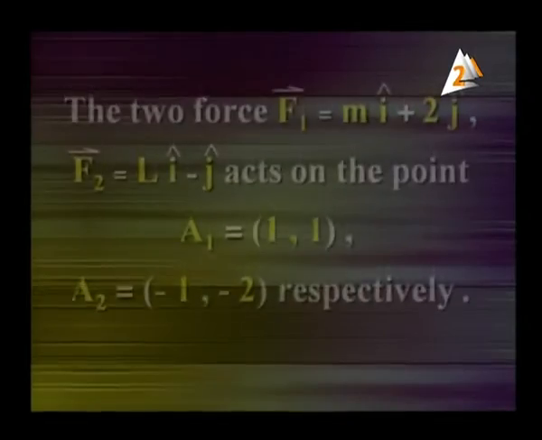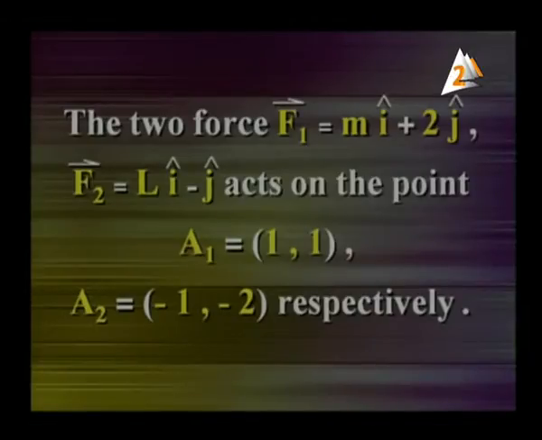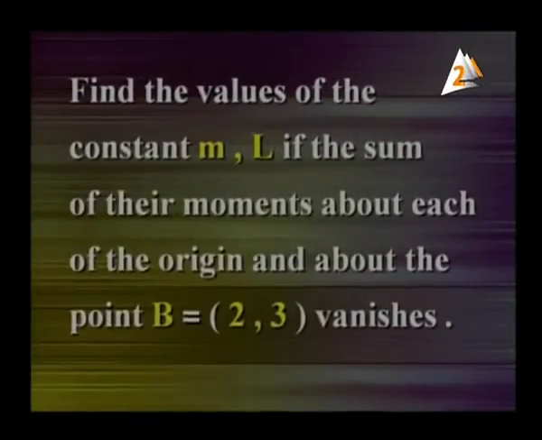Another one. The two forces F1 equals Mi plus 2j, F2 equals Li minus j, act on the points A1, which is equal to (1, 1), and A2 (-1, 2), respectively. Find the values of the constants M and L if the sum of their moments about each of the origin point and about the point B (2, 3) vanish.